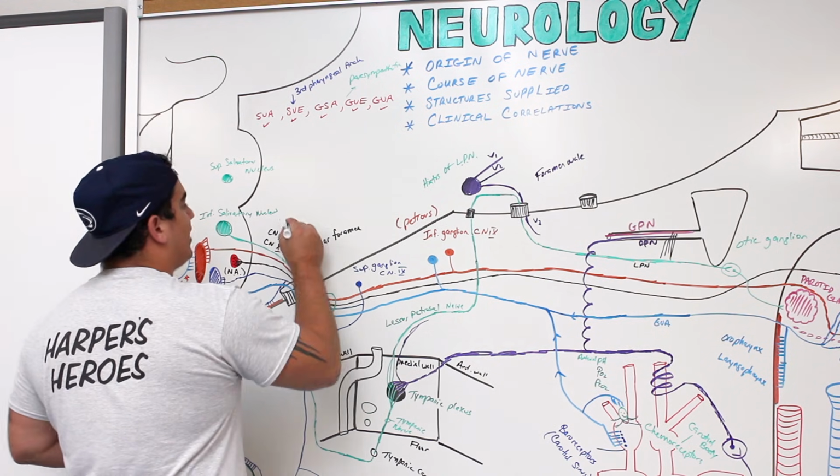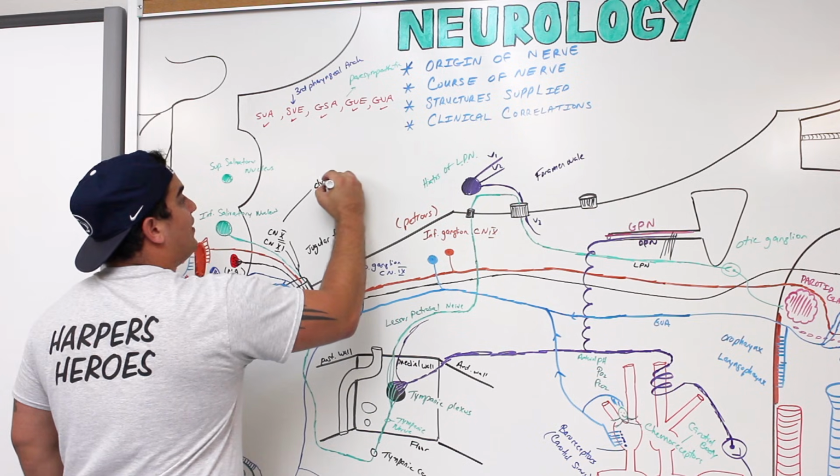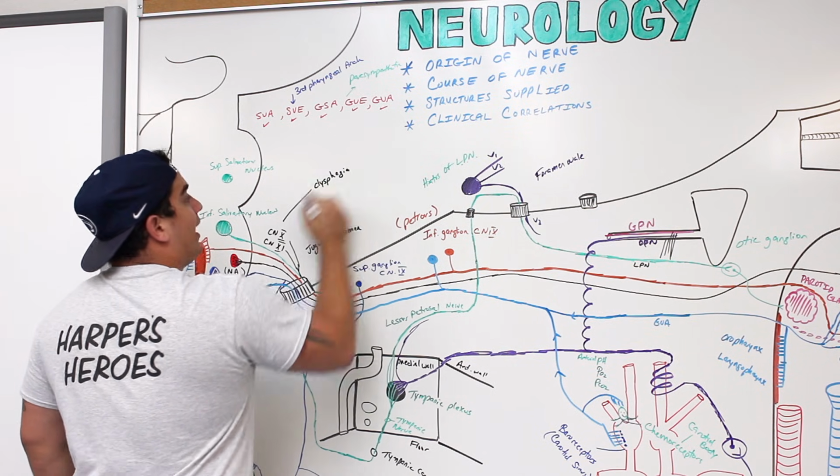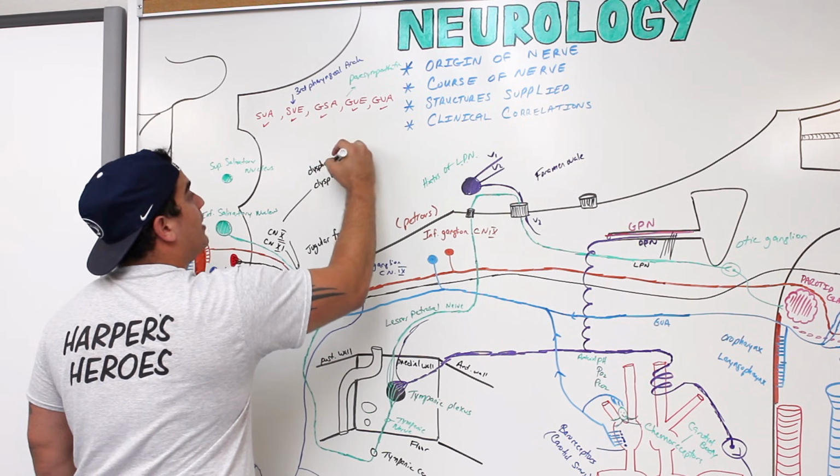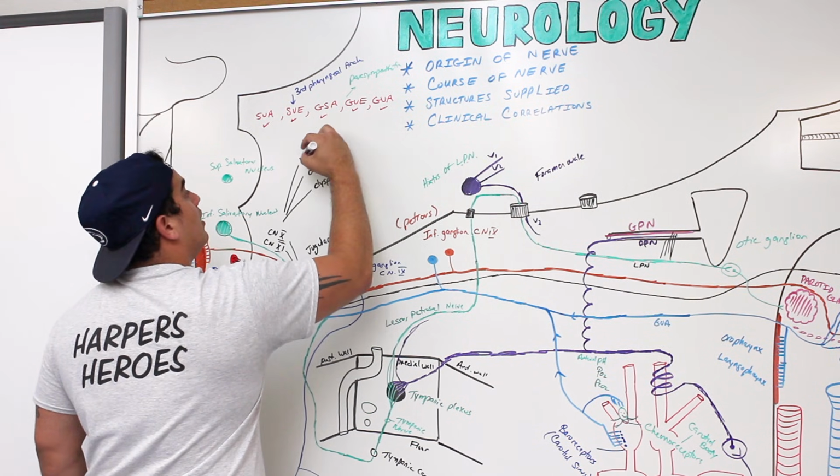I mean, think about it. The vagus nerve is controlling swallowing, so they might have dysphagia. It controls voice production, so they might have dysphonia, trouble being able to produce speech. They might even have vocal cord paralysis.